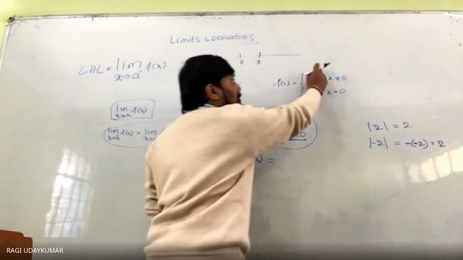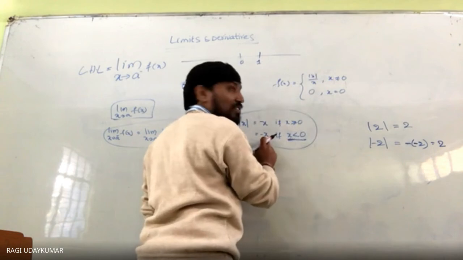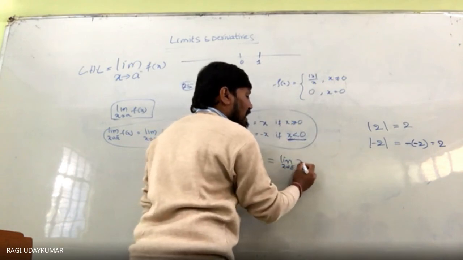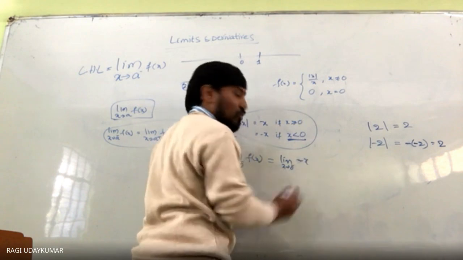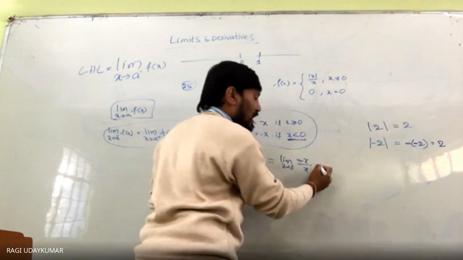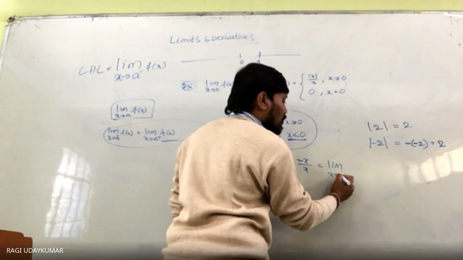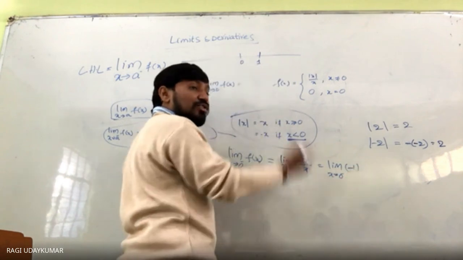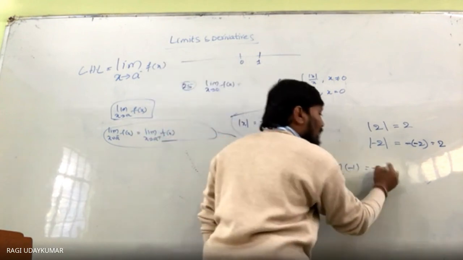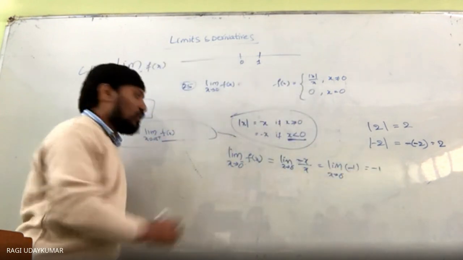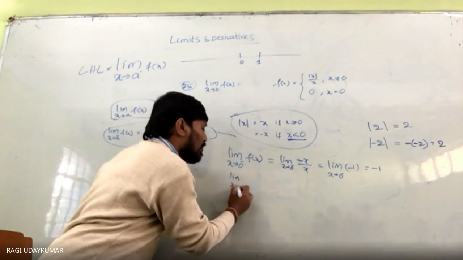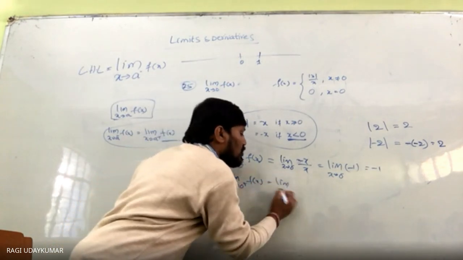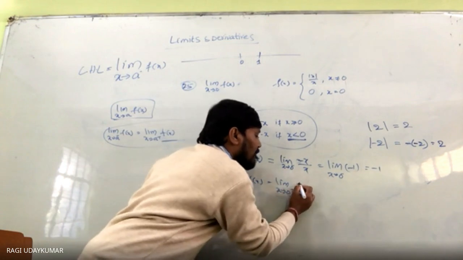So as per the definition, mod x becomes minus x. Minus x by x is nothing but, as x tends to 0 minus, minus 1. For any constant, the limit value will be equal to minus 1. And the limit as x tends to 0 plus of f of x is what?